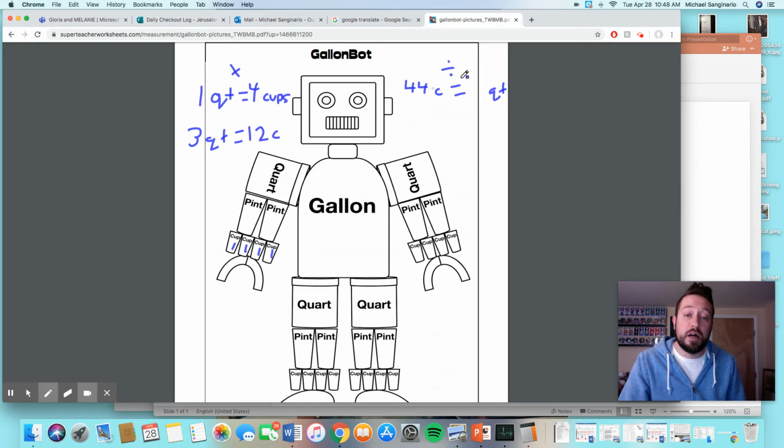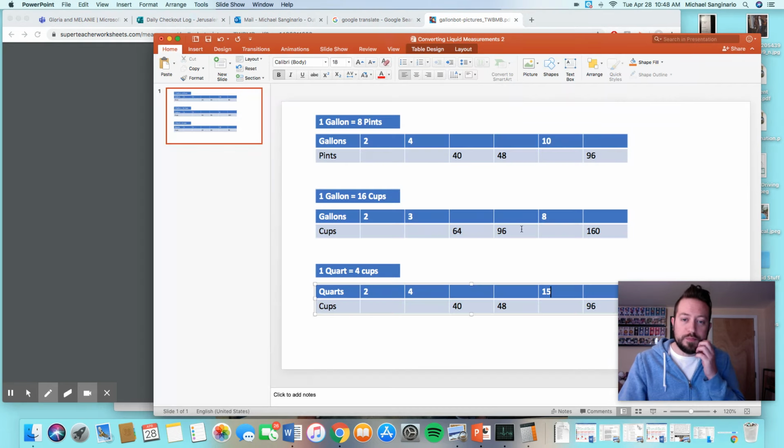So I need to divide 44 by 4. And I know that in my head to be 11, because 4 goes into 4 once, 4 goes into 4 once again. My answer is 11. So you need to divide that by 4. So let's take a quick look here now at your assignment.